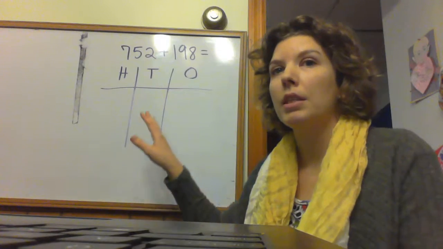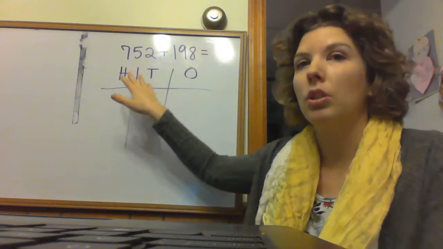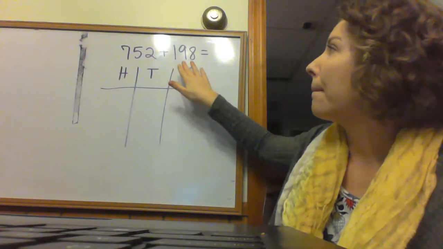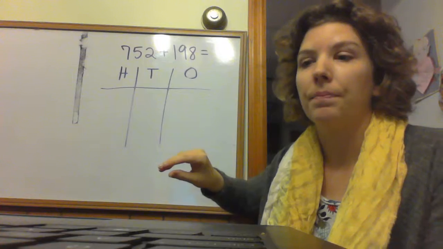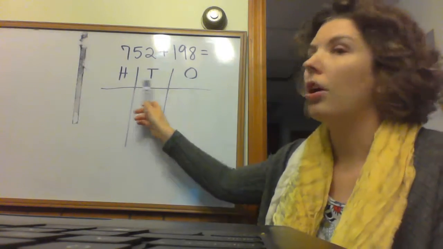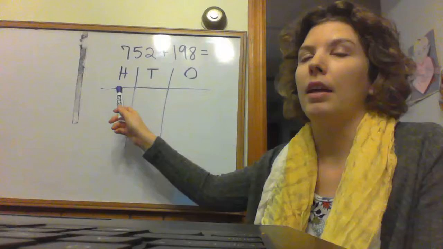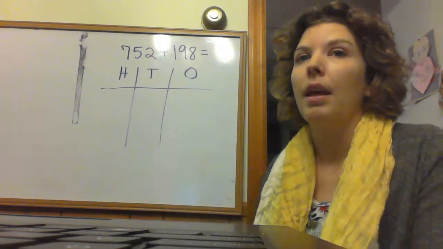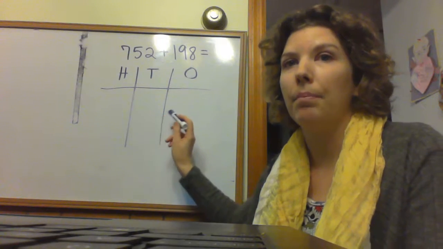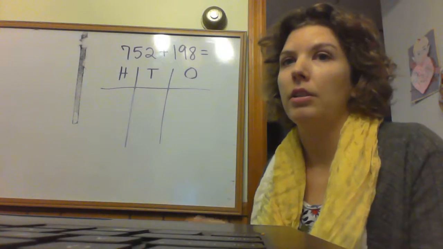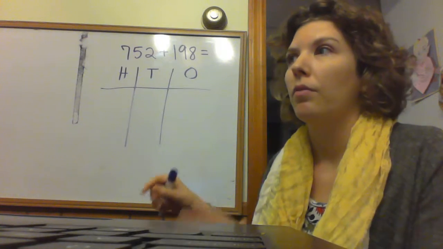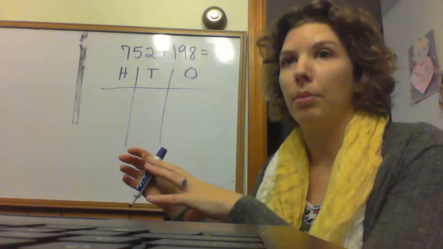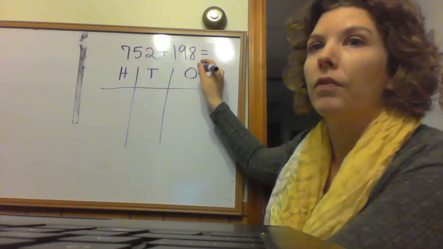So let's look at this addition equation right here. We have 752 plus 198. And I showed this chart in the other video I did, this is the HTO chart, hundreds, tens, and ones. And we like to draw base 10 blocks on this chart so that students really connect the concrete models of base 10 with the numbers.